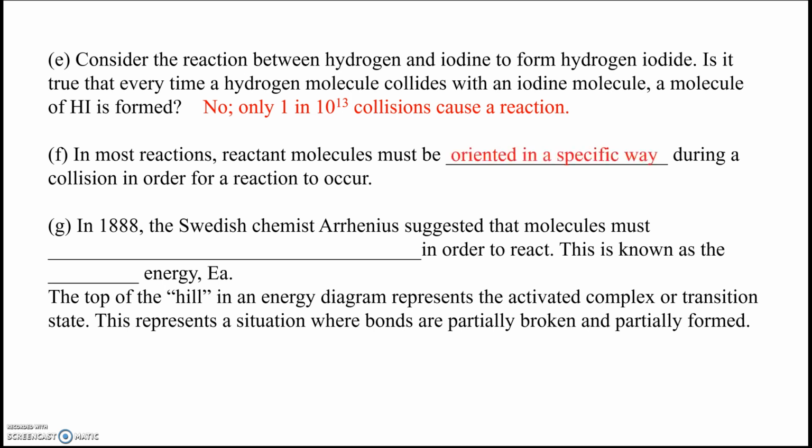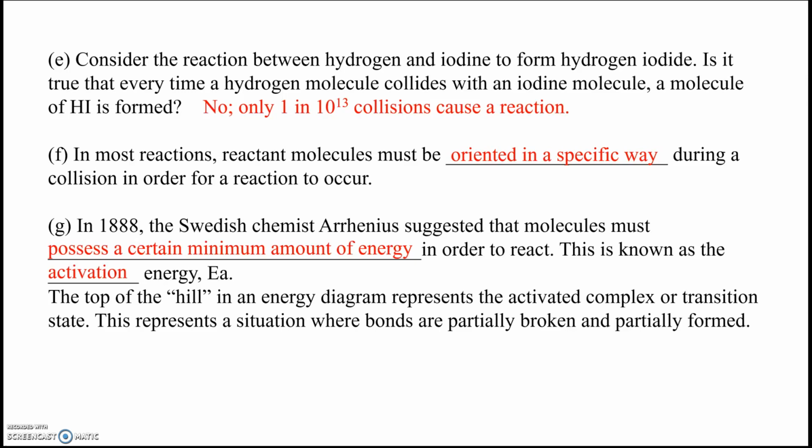In most reactions, the reactant molecules have to be oriented in a particular and very specific way relative to each other in order for this reaction to occur. In 1888, Arrhenius suggested that molecules must possess a certain minimum amount of energy in order to react, and this is known as the activation energy. We abbreviate that in chemistry as Ea.